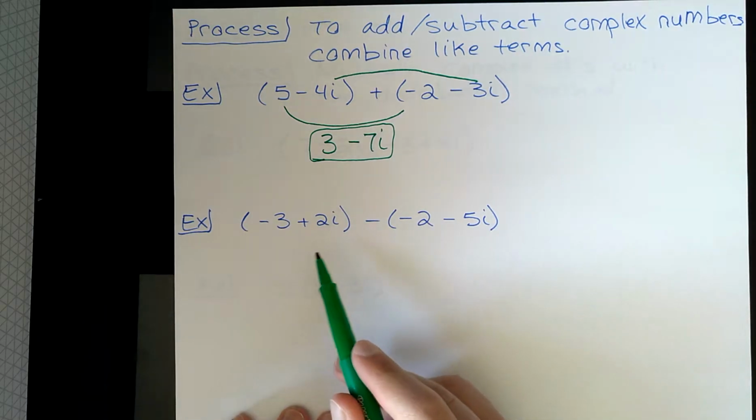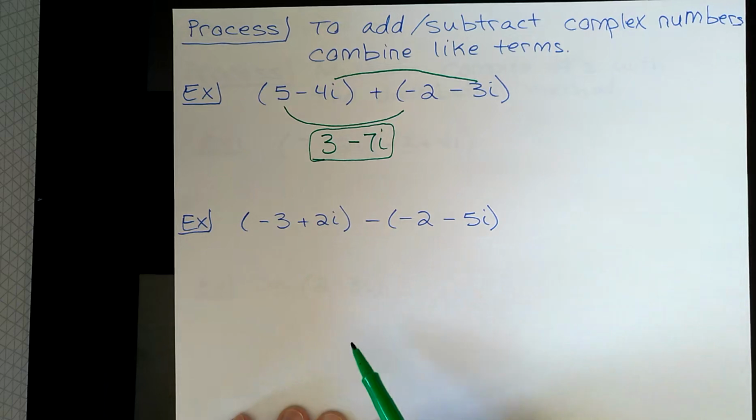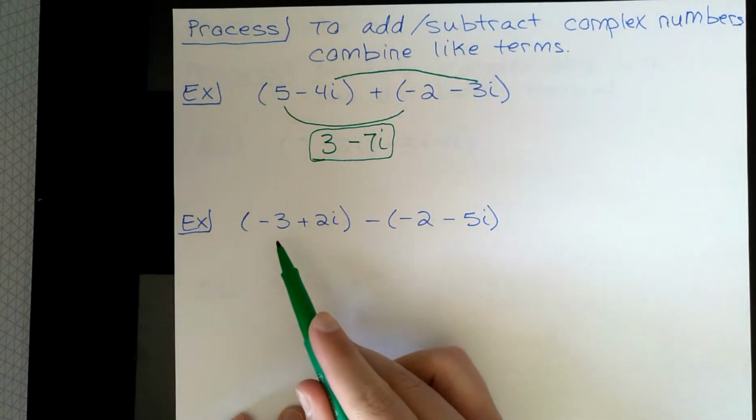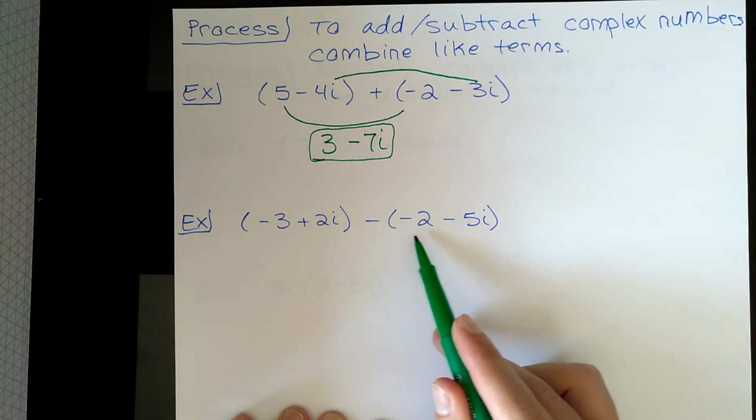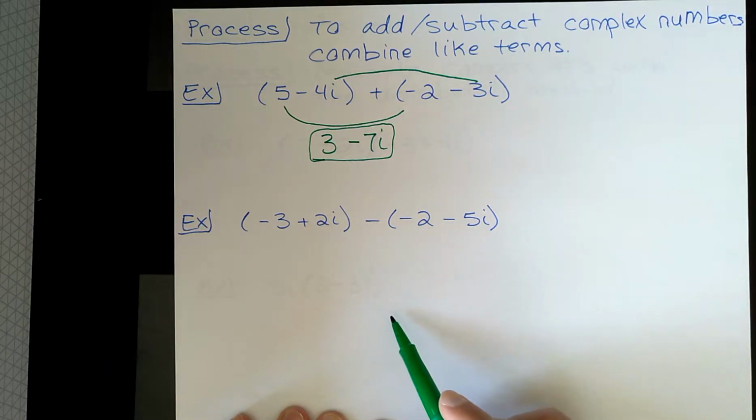Go ahead and take a moment, pause the video, see if you can simplify these two complex numbers that are being subtracted. We have negative 3 plus 2i and negative 2 minus 5i.